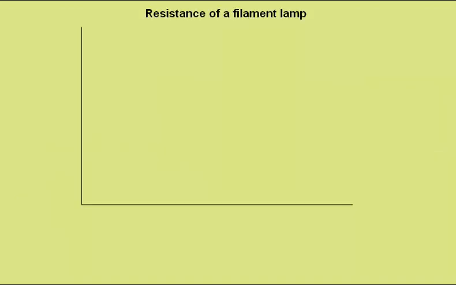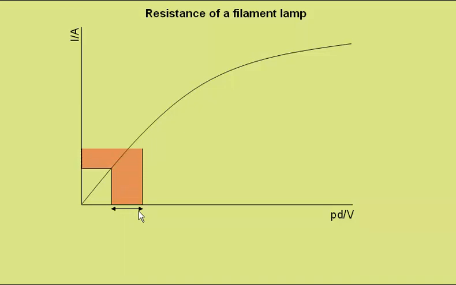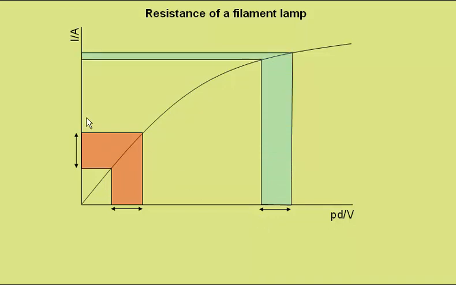The filament in a filament lamp certainly does not stay at a constant temperature, and so if we plot a graph of current against potential difference for a filament lamp, we get a trace something like this. If we consider a certain rise in potential difference here, it produces this rise in current. Looking at the effect of the same rise in potential difference here, we find it leads to a much smaller rise in current.